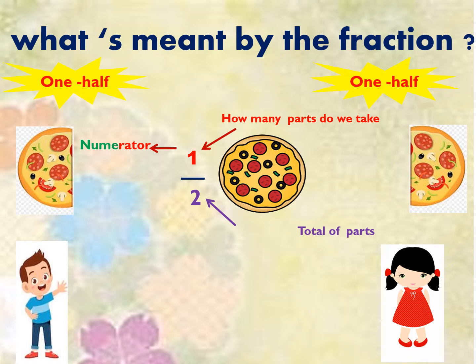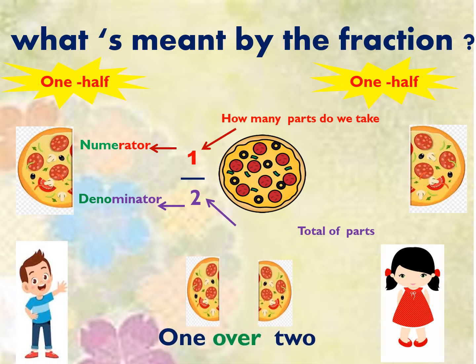So the total of the parts. And 2 is called the denominator. We can say denominator. Okay? And this is called 1/2, or one half.